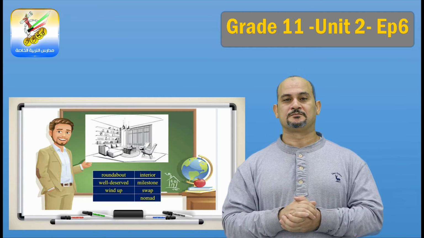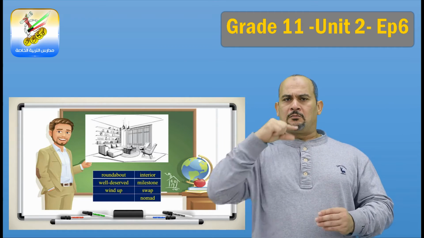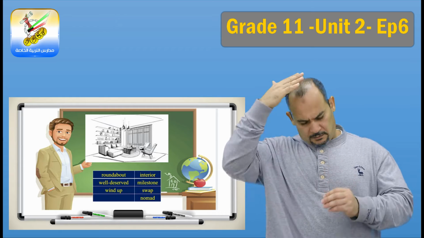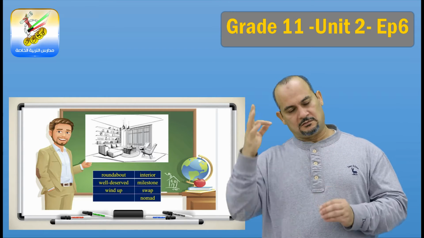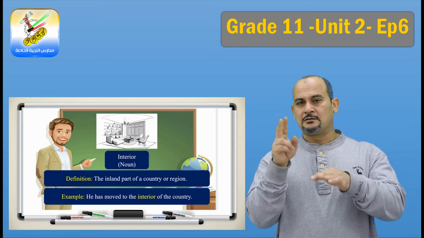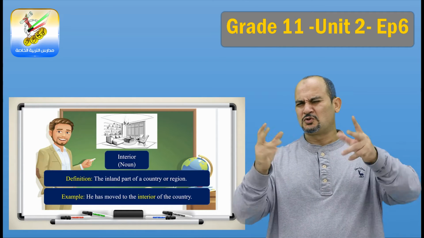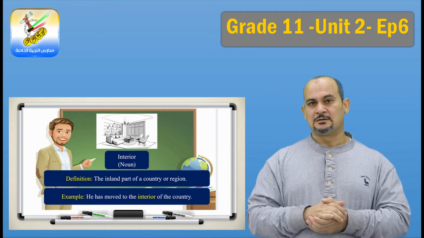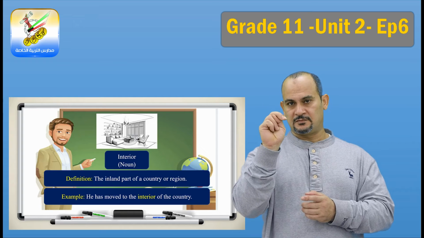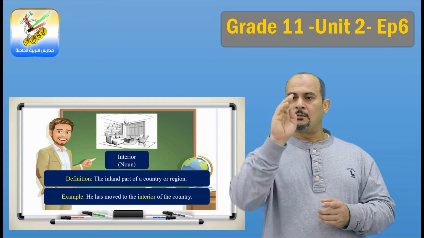So let's move on to the next one. We have a beautiful design here of a living room. We have the sofas, the table, coffee tables, the chandeliers, the shelves in the back, and nice furniture. So what is it? This is the inside of a room, the inside of a house. So this is the interior. It's a noun. It means the inland part of a country or a region. It can be the interior of a country or the interior of a house. For example, he has moved to the interior of the country. He moved inside the country. So interior means the inside.